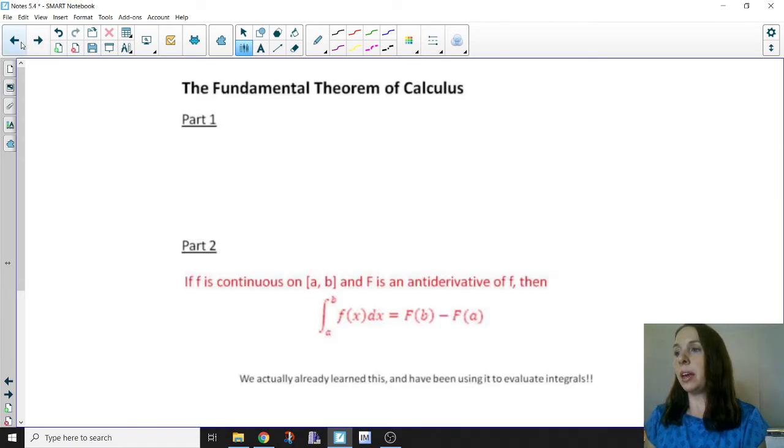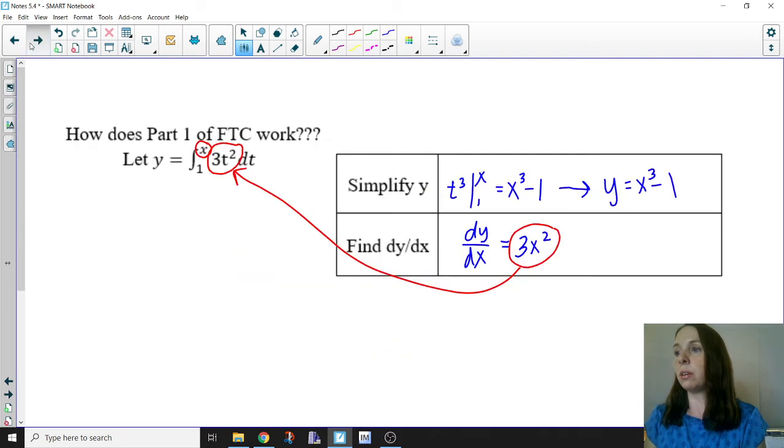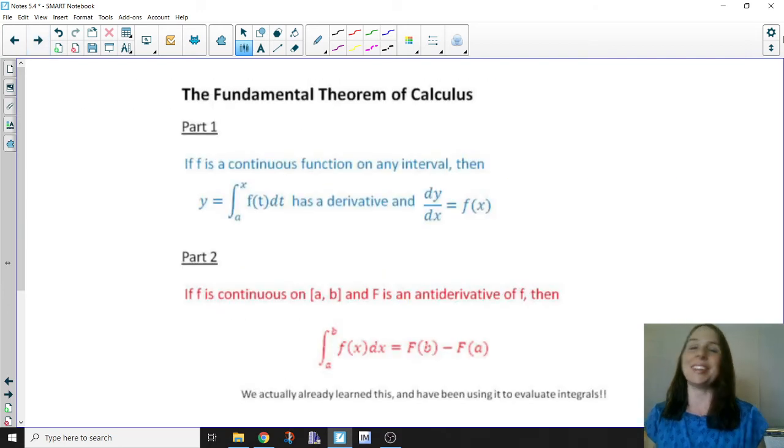Okay, wait a minute. I have the actual theorem somewhere. Here it is. Okay, and then we'll go back and do the other examples. Here's what part 1 says. If f is a continuous function on any interval, then y equal to the integral from a to x of f of t dt has a derivative, and its derivative dy over dx is equal to f of x. Notice that you have an f of x here in your derivative, and in the integral defined function, it was an f of t.